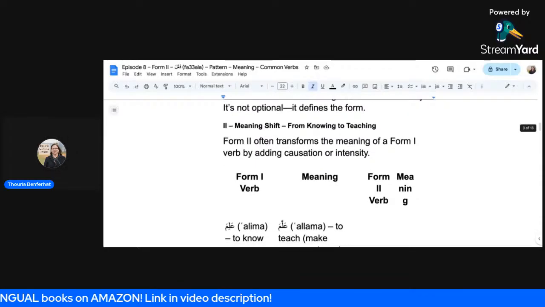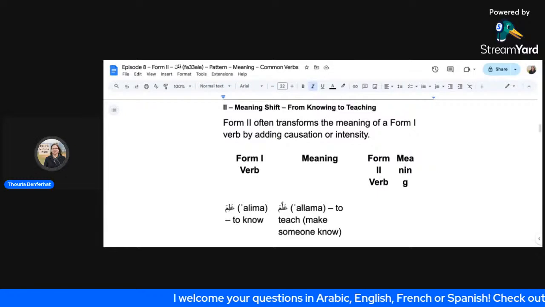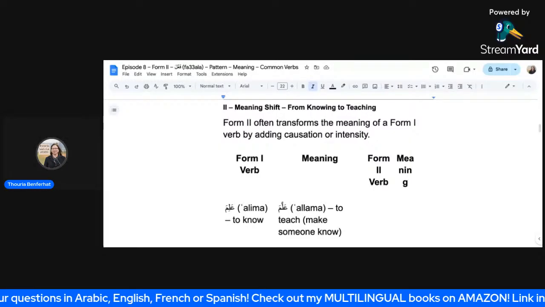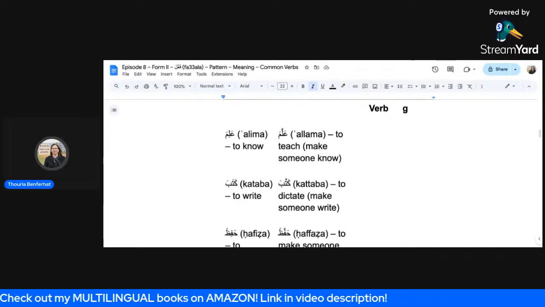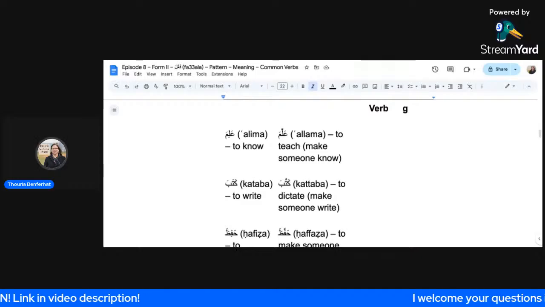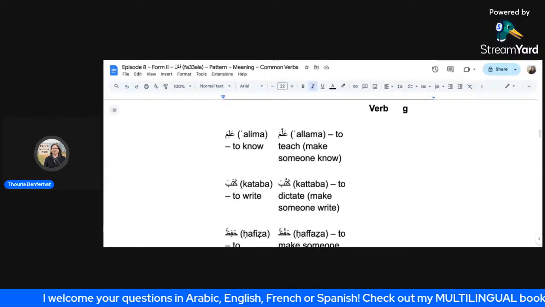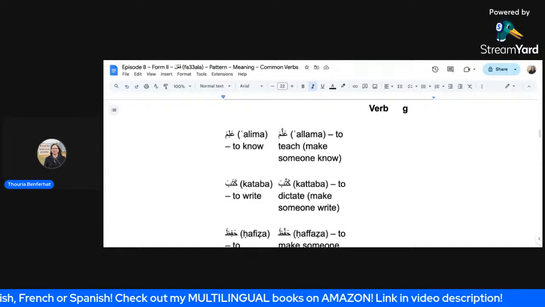Meaning shift from knowing to teaching. Form 2 often transforms the meaning of a Form 1 verb by adding causation or intensity. Let's look at some examples. Alima, Form 1, is to know. Allama, Form 2, is to teach. In fact, it's to make someone know. When you teach, you make someone know, or at least you try. Sometimes it doesn't work, but you're making or trying to make someone know something.